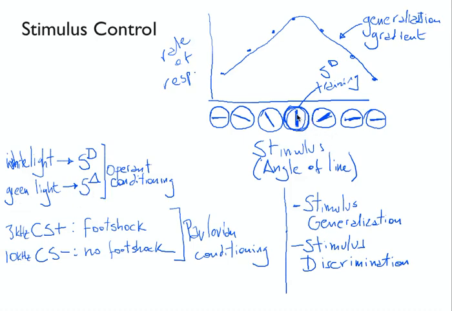Or for this to happen with a different angle line, this demonstrates the fact that you get more responding on this line than on other lines. It indicates that the animal can discriminate between lines of different angles. If the animal could not distinguish between lines of different angles, we should see rate of responding not changing across different stimuli. They all look the same to the animal. There's no reason for the animal to respond differentially to either one of them.